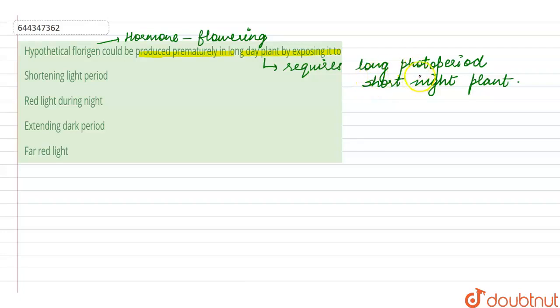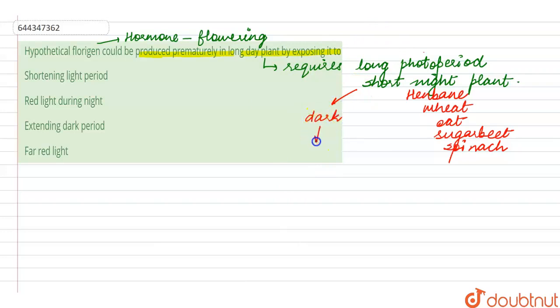The examples of such plants are henbane, which is a biennial plant, wheat, oat, sugar beet, spinach, radish, barley, larkspur, and lettuce, right? So in this case, the light period is the photoperiod and the dark period is called the scotoperiod, right? So dark period is given the name of scotoperiod.